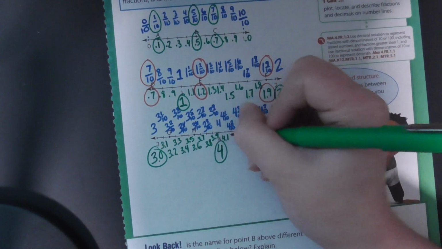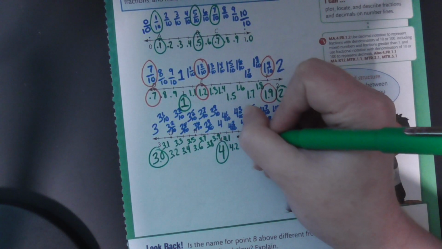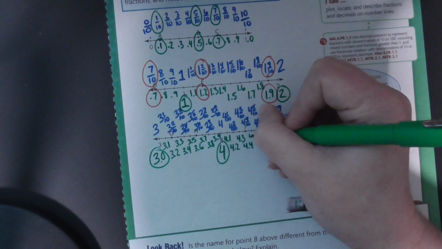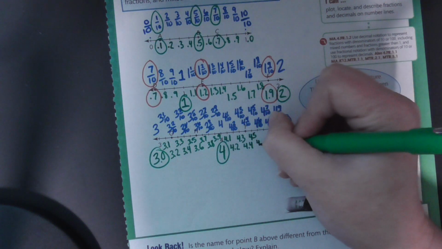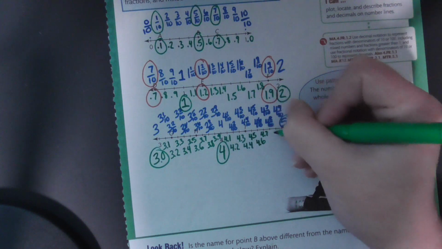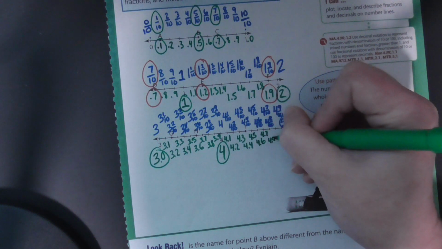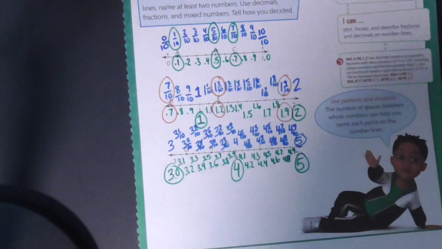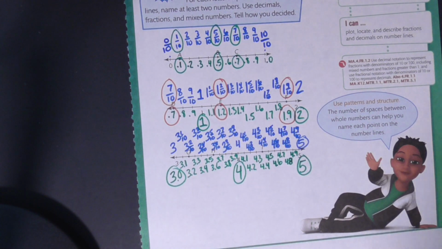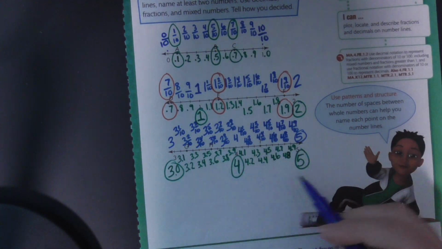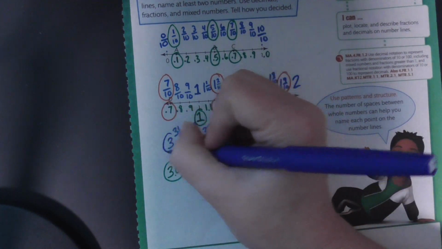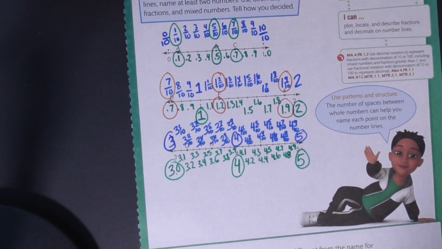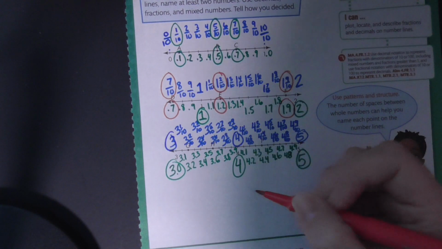So 4.1, 4.2, 4.3, 4.4, 4.5, 4.6, 4.7, 4.8, 4.9, and 5. So here are my whole numbers, 3, 4, and 5, and then here are my whole numbers here, 3, 4, and 5, and then all of the fractions and decimals in between.